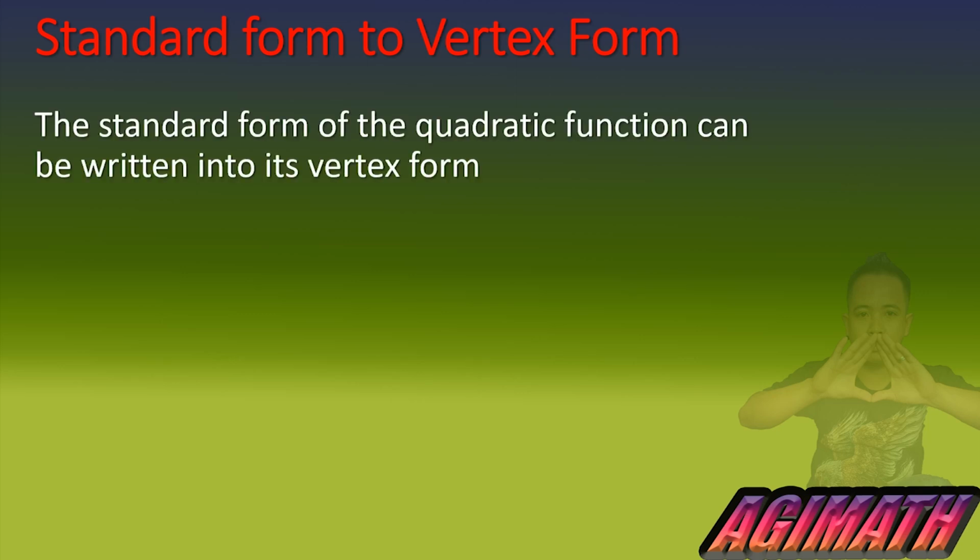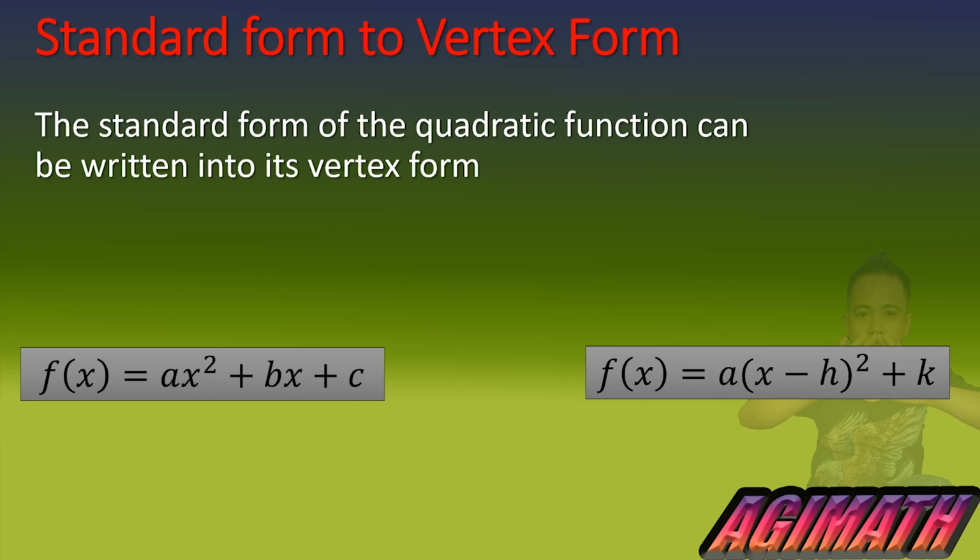The standard form of the quadratic function can be written into its vertex form. I think you are familiar with the standard form. We have f of x equals ax squared plus bx plus c. So again, this is the standard form, and then the vertex form, f of x equals a times the quantity of x minus h squared plus k.